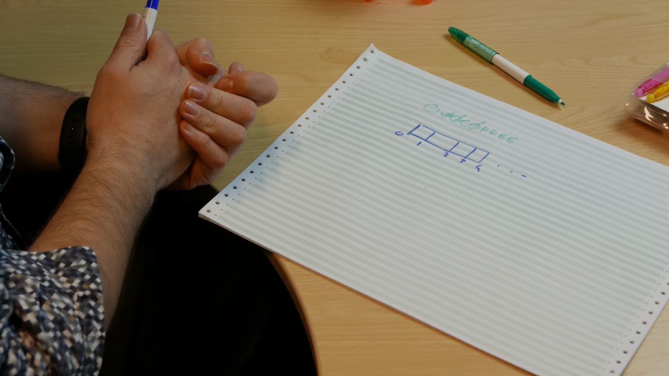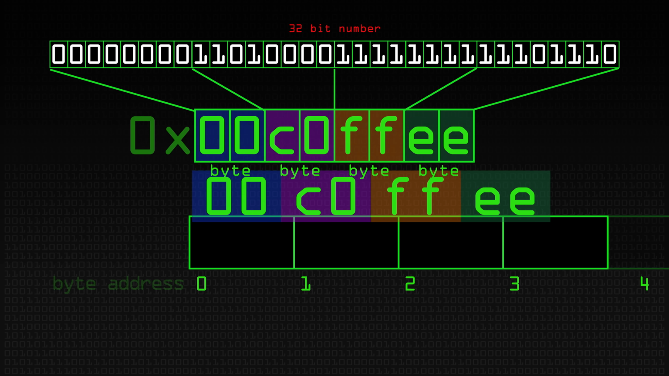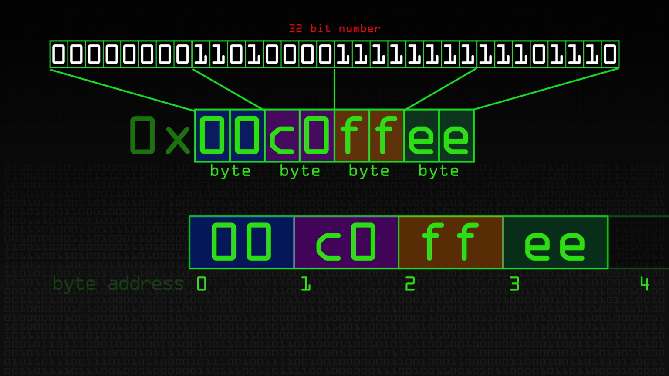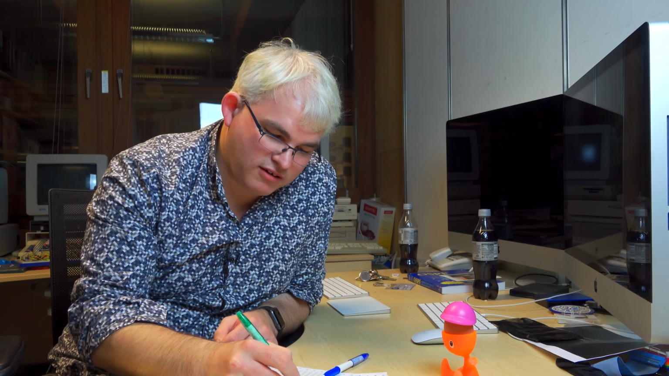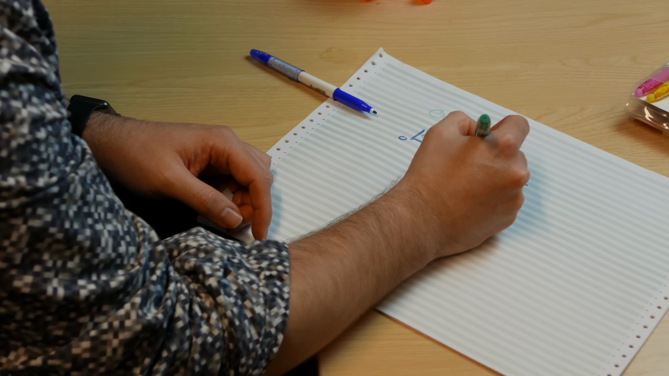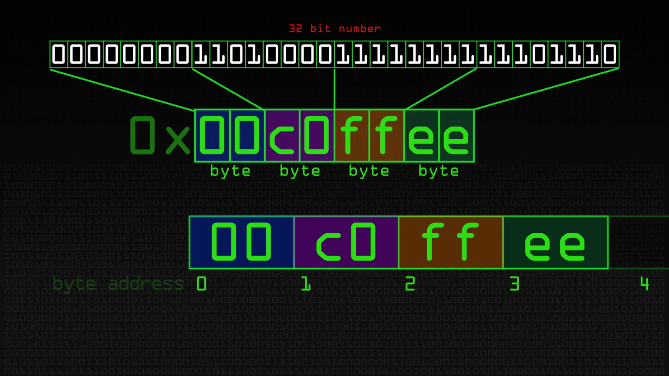What would your suggestion be, Sean? To me, it looks like you would just kind of translate that down and have the 0, 0 in 0 and just carry on like that. So you want me to put the 0, 0 there, and then I'd put C0 in there, I'd put FF in there, and then EE in there. Yeah, but I do feel like I'm walking into a trap.